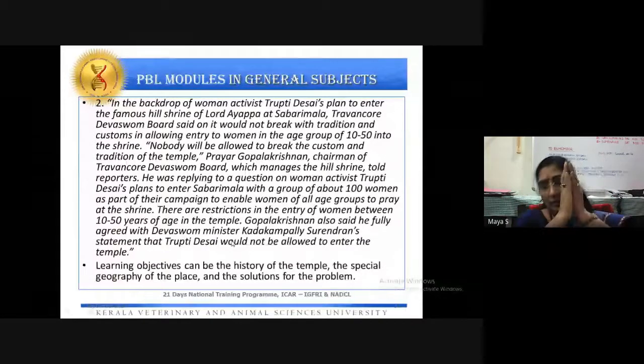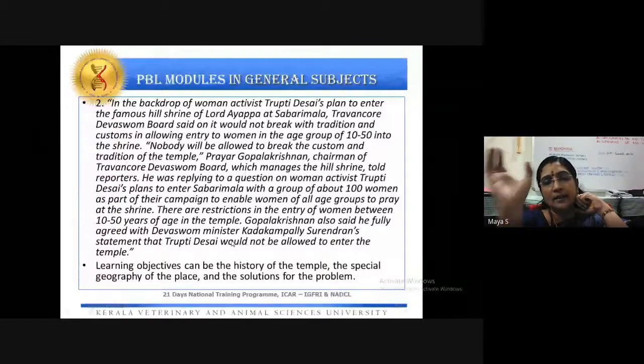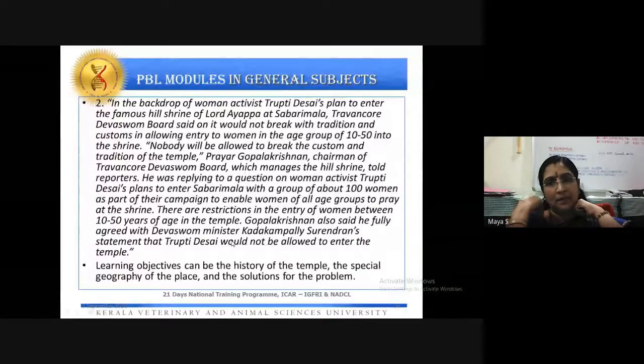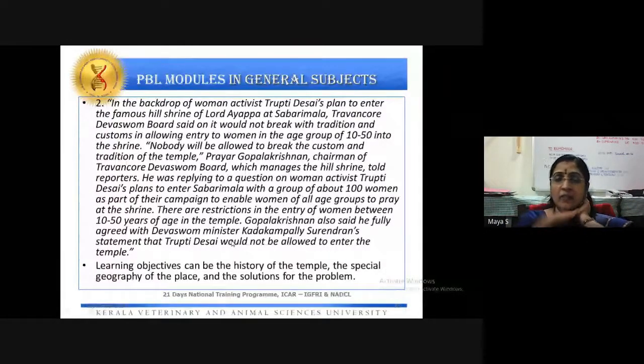See, from a history student's point of view, the learning objective can be to study the history of that temple, or history pertaining to all these restrictions for women to that temple, like that. Suppose we are giving the same problem to a forestry student, then his or her learning objective will be to study why that forest area was being considered as restricted entry for some category of human beings.